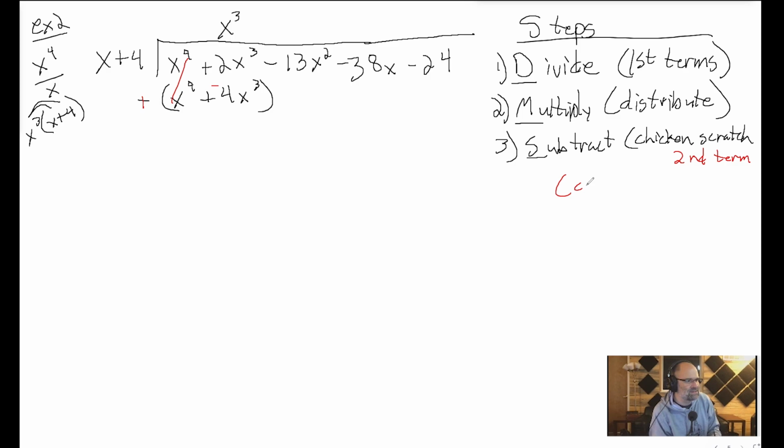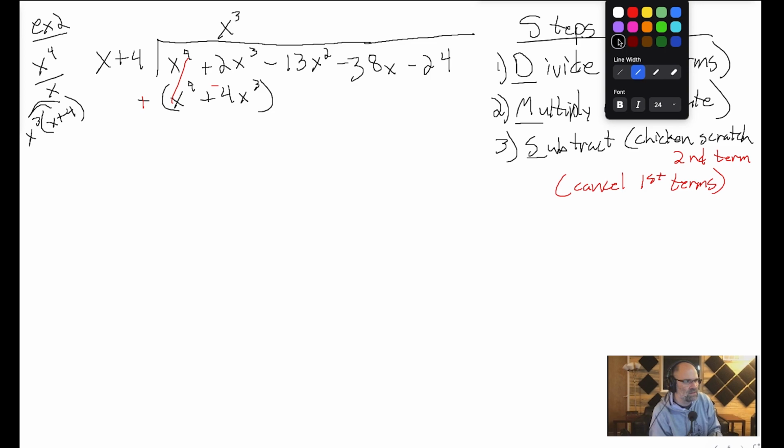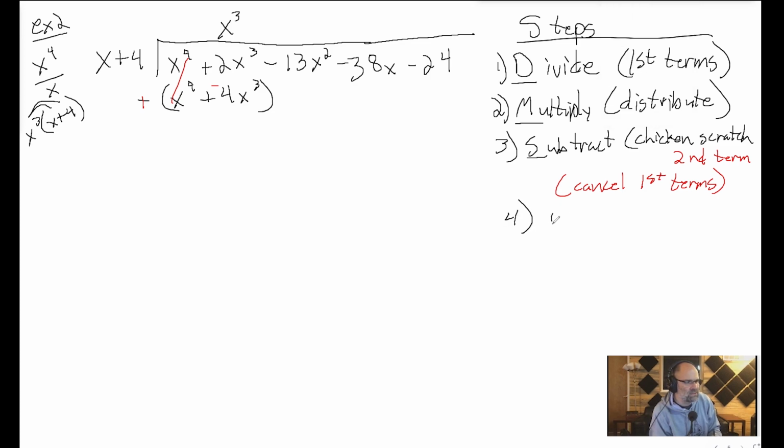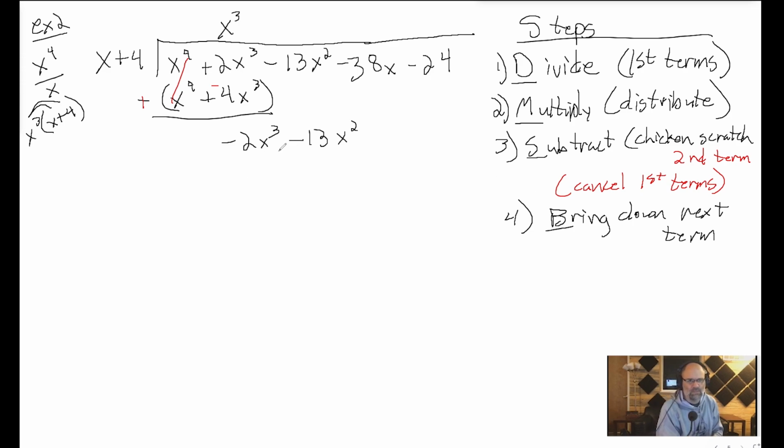And you're going to cancel the first terms. If you can't cancel them, that means they're not the same thing being subtracted. Okay? So that's the only weird modification to these steps. Because after you do that, you're going to just bring down your next term and start again. Remember, when you start again, you're dividing the first terms. So you're going to get a negative 2x cubed, bring down the negative 13x squared, and then we start the process again with the first term. And that's what you do in normal long division.